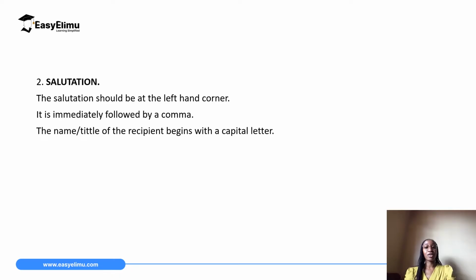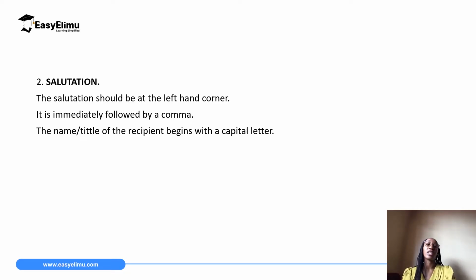So after we have written the address, the next thing that follows is the salutation. The salutation is below the address, but on the left-hand side. Remember, the address is on the top right. The salutation is on the left side. And for the salutation, you write Dear, and whoever you're writing to. If it is an informal letter, like in our case here, you most likely will write the name. Dear Miriam, Dear David, Dear John, Dear whoever. You put a comma.